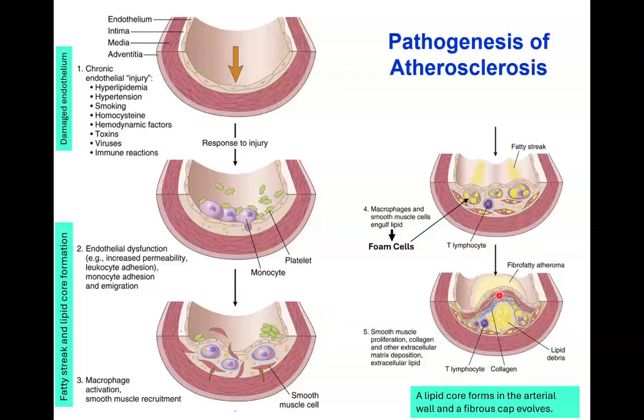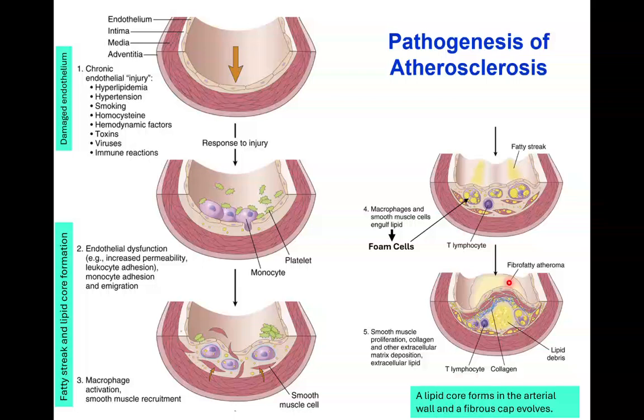Sometimes the smooth muscle grows over this lipid core that we see here. And the problem is that this structure starts to bulge out into the lumen of the blood vessel. As the size increases, it can cause the area around it to become stenotic. It can cause the area within the lumen to be smaller, and that can have a whole bunch of effects, as we will see, on blood supply to the heart.